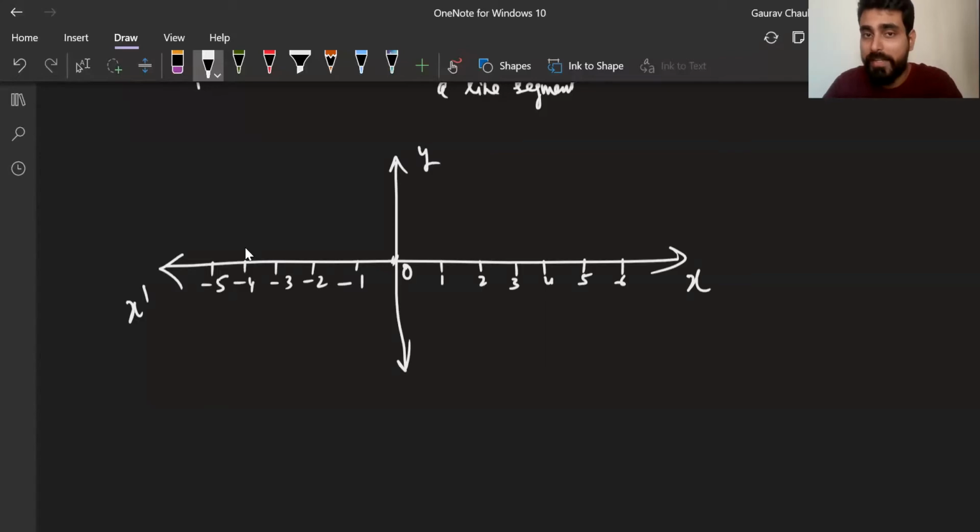Same way, y dash. This is another axis. This is the vertical axis. 1, 2, 3, -1, -2, -3.